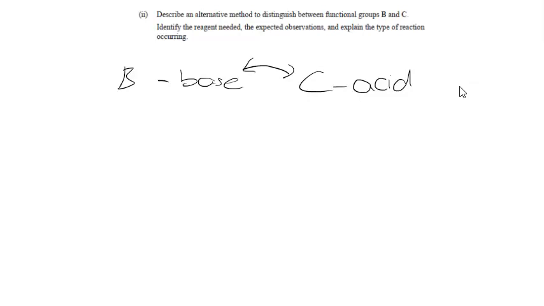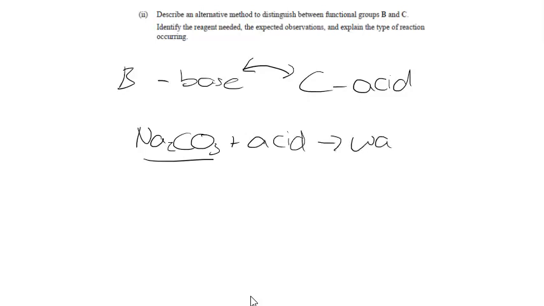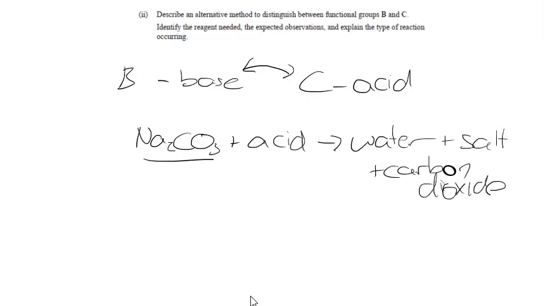So one trick that we can use is any metal carbonate. So let's say we've got sodium carbonate, Na2CO3. That is a base, because carbonates are a base. And when we have a base plus an acid, specifically a carbonate, we're going to get water, a salt, and carbon dioxide. And this is going to show through as bubbles.